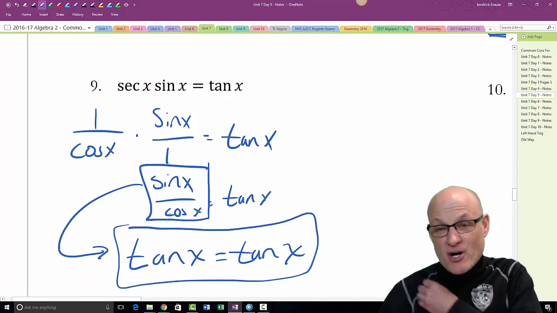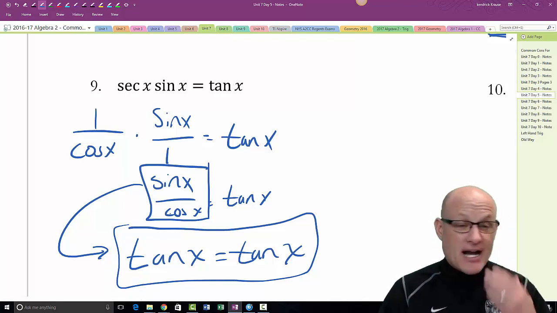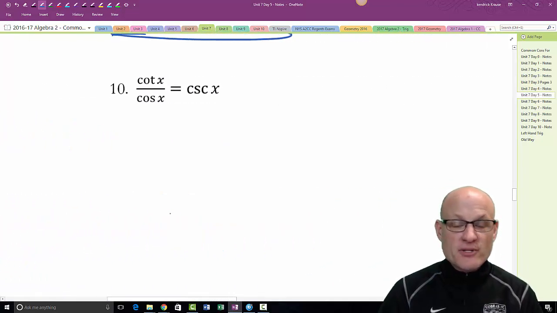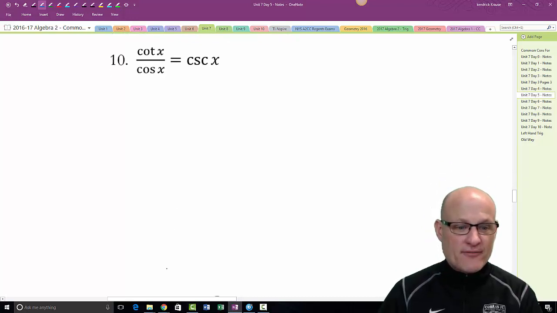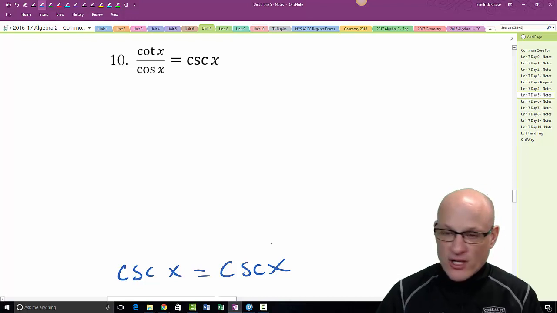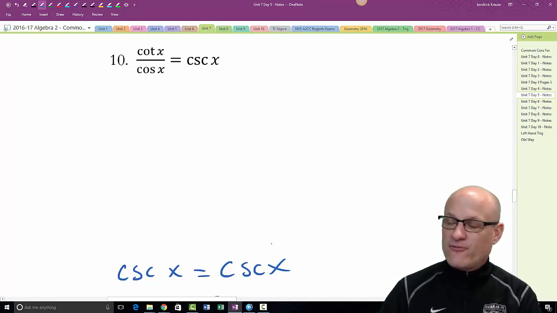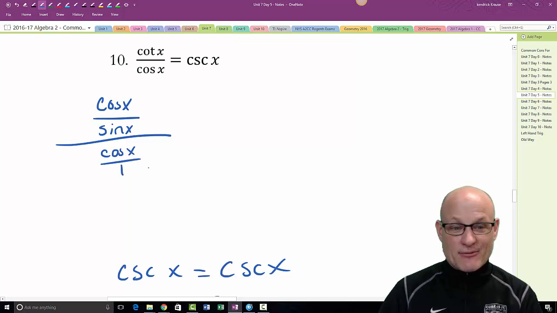Now, it's going to be in your best interest to pause the videos from now on and just try these on your own. They get more complicated. This one looks like it might be a little more complicated. You know you're right at the end when you have cosecant x equals cosecant x. So pause that video, try it, and then if you get frustrated, let's try it. Cotangent x, that's cosine x over sine x divided by cosine x. And I make everything a fraction.